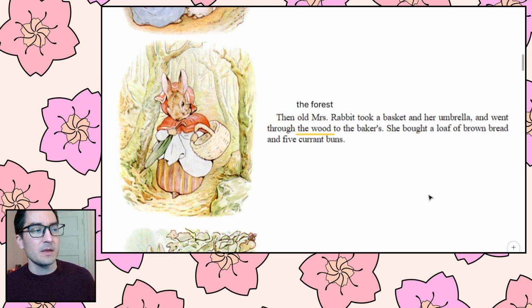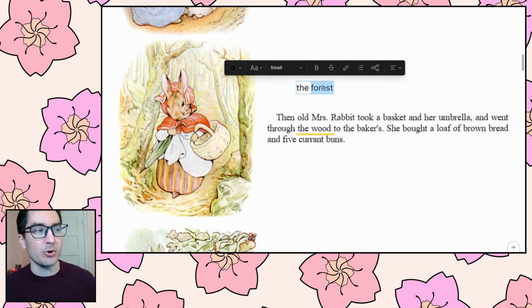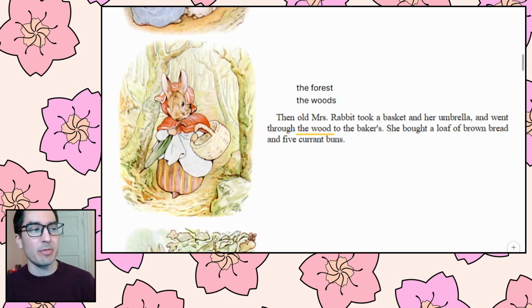Okay? So in regular daily conversation, we would use the word the forest or the woods. I would say the woods probably with an S. But you can say the wood as well. And so she went through the wood to the baker's. The baker is someone who makes bread, right? She bought a loaf of brown bread. The word loaf is a measure word for bread.